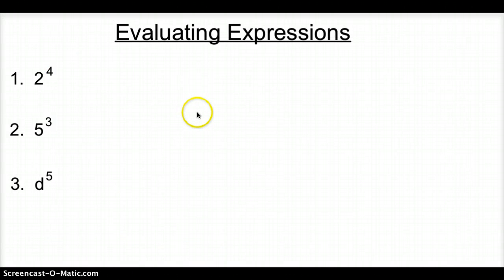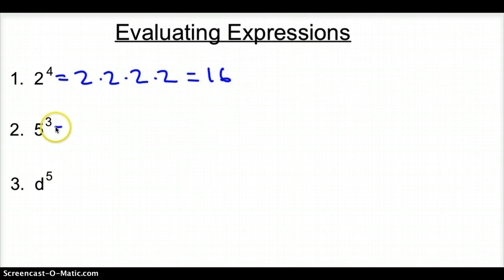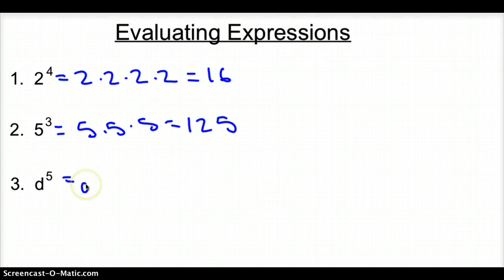Next, we are going to evaluate some expressions. We're going to start off with 2 to the 4th power. 2 to the 4th power can be written as 2 times 2 times 2 times 2. Notice that we have 4 2's. You multiply all that out, and it's 16. Next, 5 to the 3rd, or 5 cubed, would be 5 times 5 times 5. You multiply that all out with your calculator, and it's 125. Next, how would we evaluate this expression? Well, how many d's do we have? We have 1 d, 2 d's, 3 d's, 4, and 5 d's. So that would be d to the 5th.